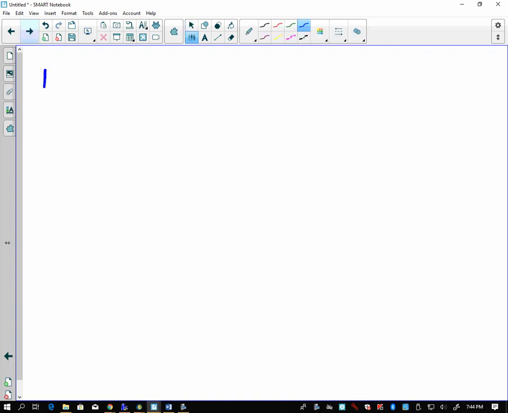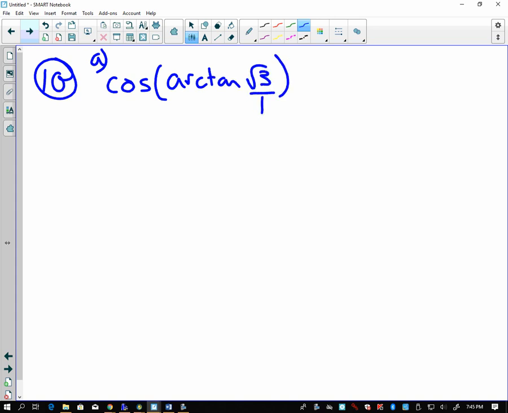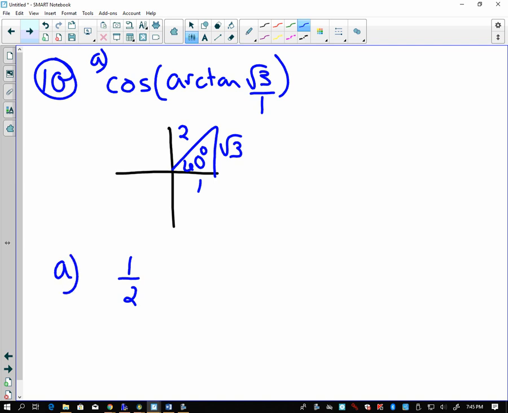10, halfway there. Evaluate. Cosine, this has two parts. Cosine arctan radical 3. I want to think of this as radical 3 over 1 because it says tangent is radical 3 over 1. Well, that would be opposite over adjacent. So radical 3 over adjacent 1, 2. So this is 60 degrees here. So the cosine of this, cosine is 1/2. So 10a is 1/2.